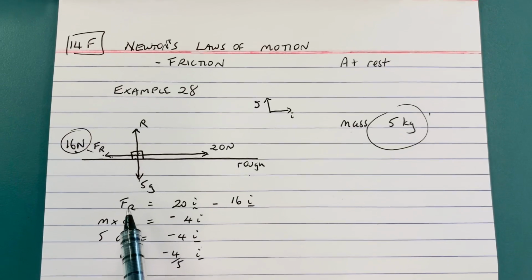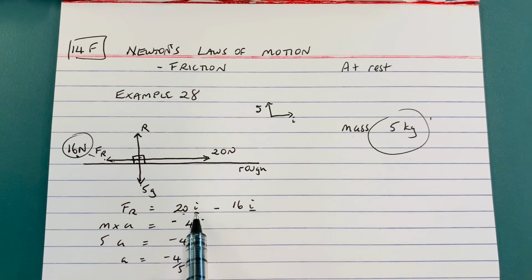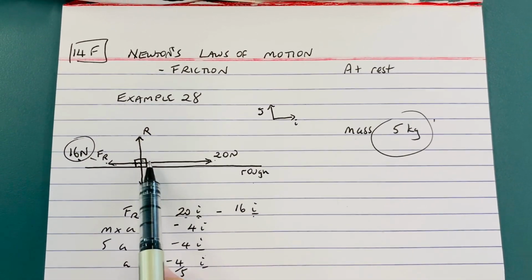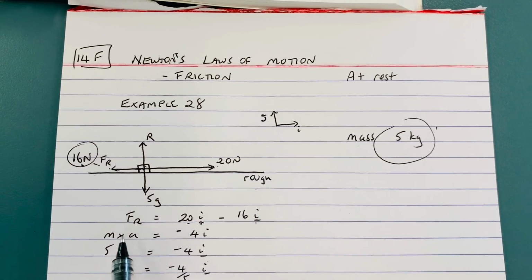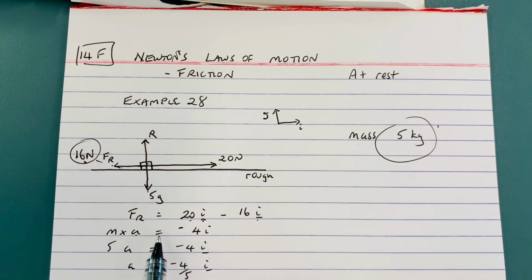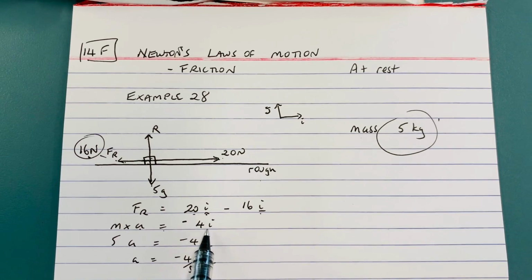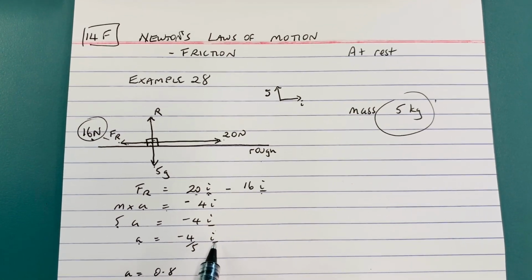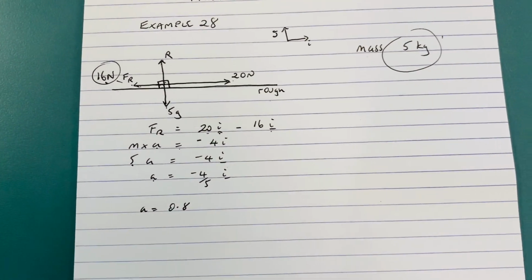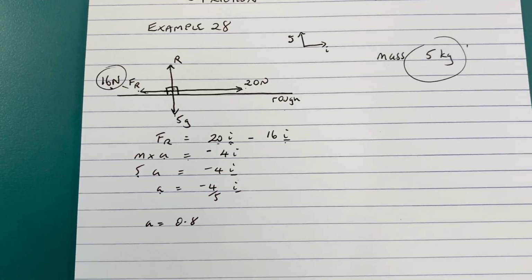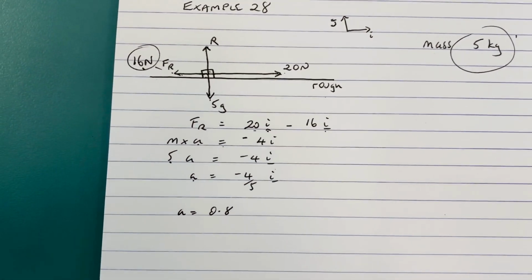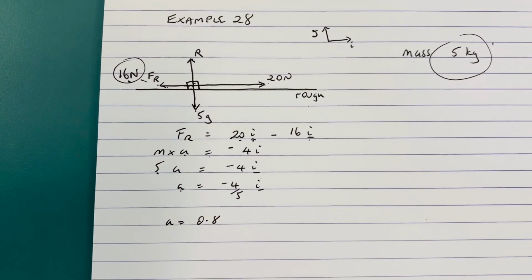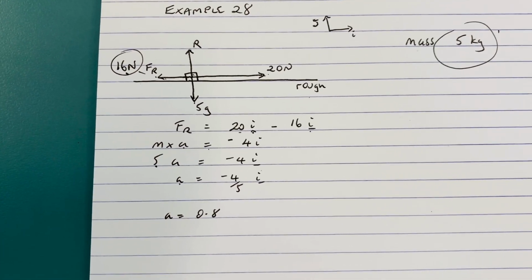Now we know that the resultant force is going to be 20 in the i direction, take 16 in the i direction. The 20 that way and the 16 that way. So our mass times acceleration is equal to 4i. Our mass is 5, so our acceleration is 4/5 i. Now we're working only in the one direction, so I'm not going to write i from now on. Now we have a equal to 0.8.